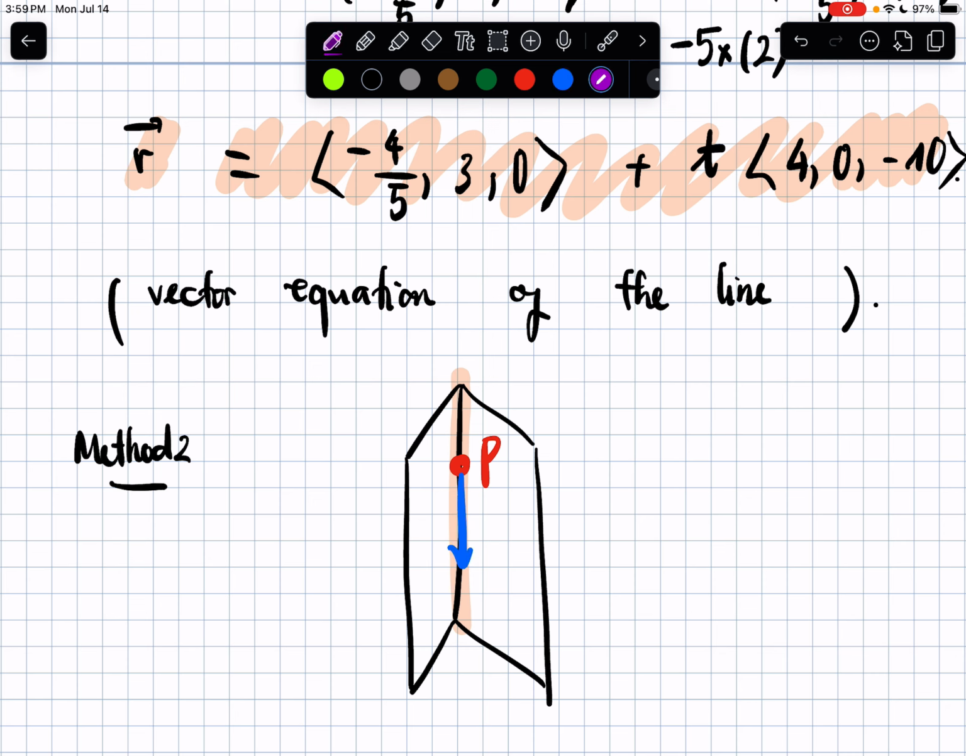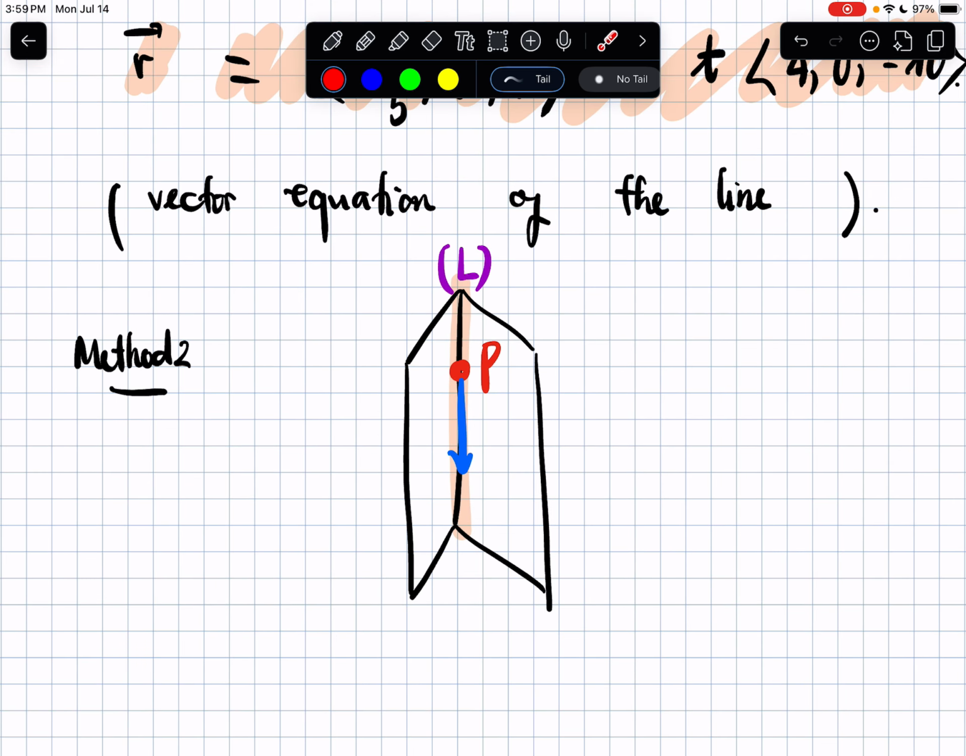Let me call it L, a line. So note that this direction vector is on both planes, on this plane and this plane. So it must be perpendicular to the normal vector of this plane and perpendicular to the normal vector of this plane.